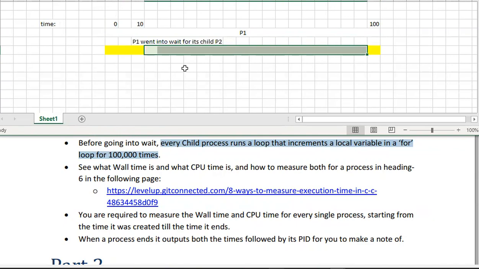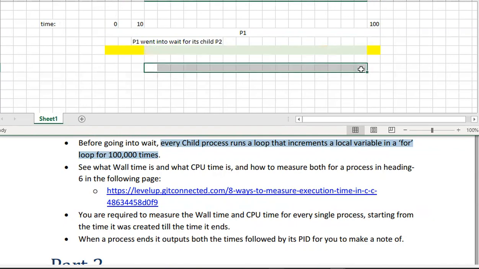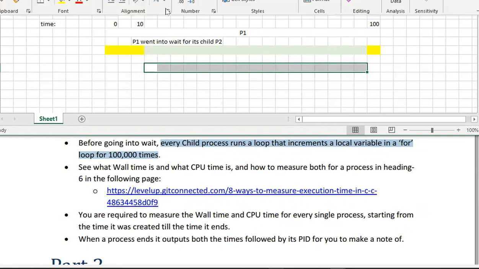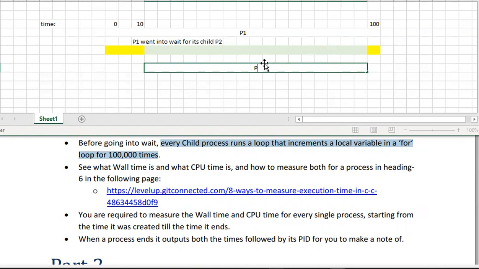But of course, in this time, process P2 is running. So let me draw over here that this is all the time that process P2 is maybe running. So this is the time for P2. For example, it started at 15 and it ended at, let's suppose, 90, right? So all of this time is the time when P2 was running.